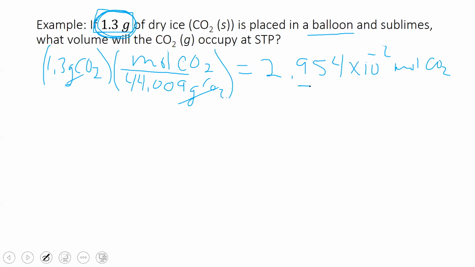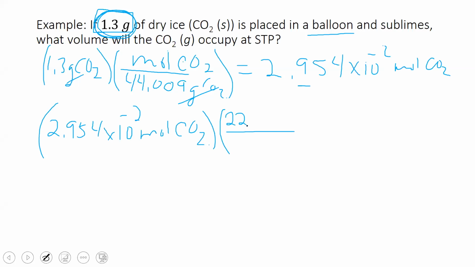Now, if we know the number of moles, we can just plug that in using our standard molar volume. You can also use the ideal gas law if you choose to, but really if you memorize that to 22.42 liters per mole, that can be really useful, particularly in a case like this. So take your 2.954 times 10 to the minus 2 moles of CO2, multiply that by the standard molar volume, 22.42 liters per mole.